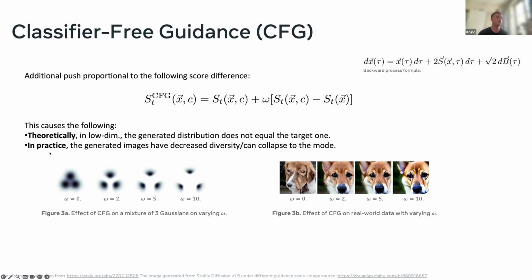In practice, what I guess a lot of you have seen is that classifier-free guidance results in generated images that have very decreased diversity and can also collapse to the mode. In a standard example of Gaussians, these are the three Gaussians that we want to get to. Omega equal to 0 means that we're just doing class conditioning, but not any guidance. You can see that as omega increases, the mean of each of these bumps, or each of these classes, is going to be overshot. So the mean is going to have larger magnitude than the actual mean, and the variance is also going to start to decrease.